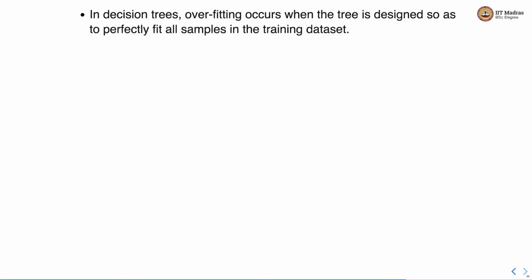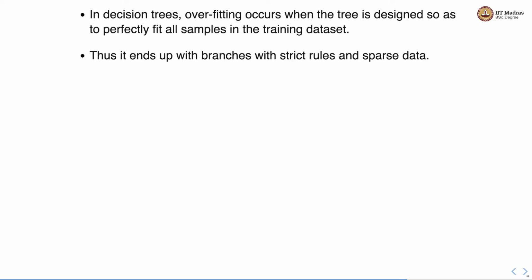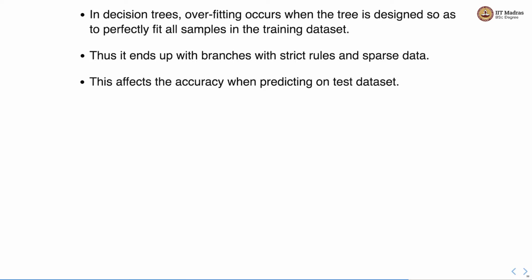In decision trees, overfitting occurs when the tree is designed so as to fit all examples in the training datasets perfectly. Thus, it ends up with branches with strict rules and sparse data. This can affect the accuracy while predicting on the test dataset.